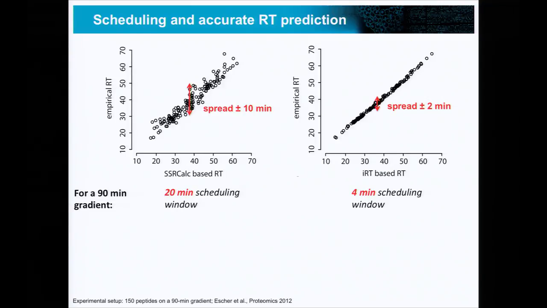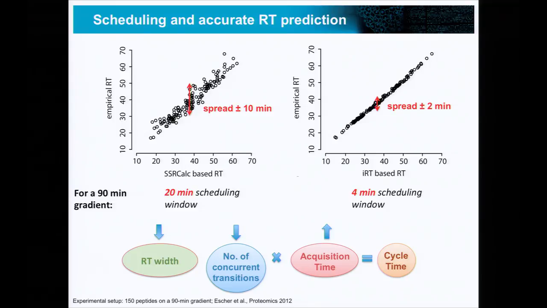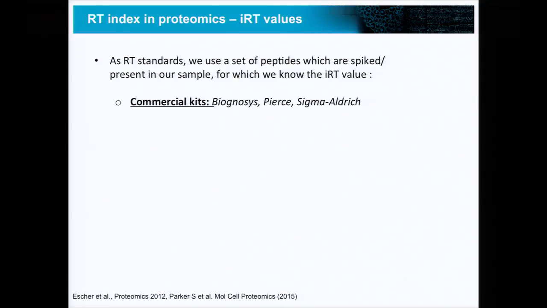You see that the spread is much smaller when we use the empirical approach, and this immediately translates into the window that we need to set with scheduling, which, as we've said before, immediately translates into our acquisition time. If we can make a smaller window, 4 minutes instead of 20... since this is not a very accurate prediction, we're going to take a bigger window. If we take a bigger window, we lose in acquisition time. If we use empirical data, so IRT-based prediction, we are more likely to predict the correct retention time, which means that we can keep the window smaller, which means that we gain in sensitivity and in acquisition time.